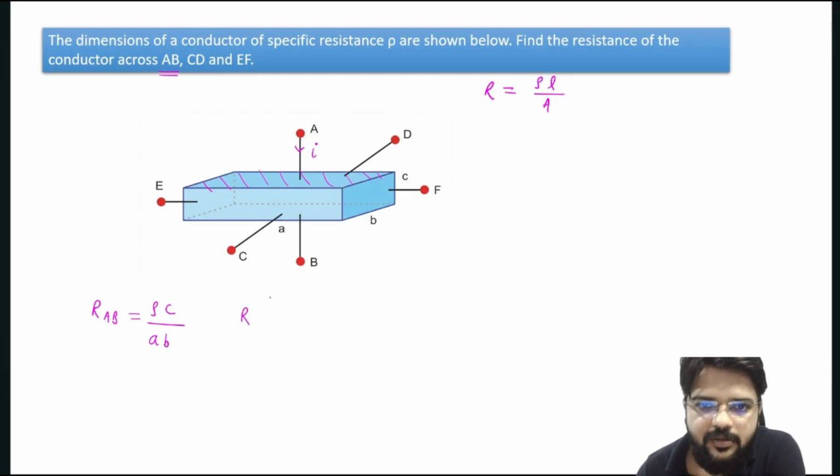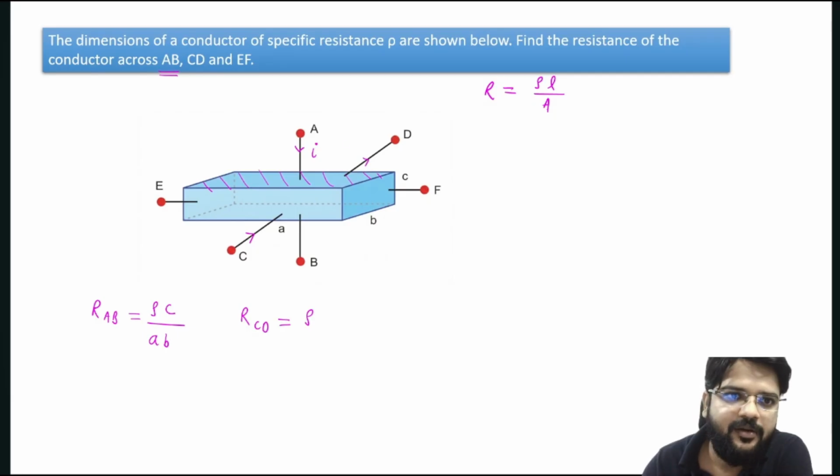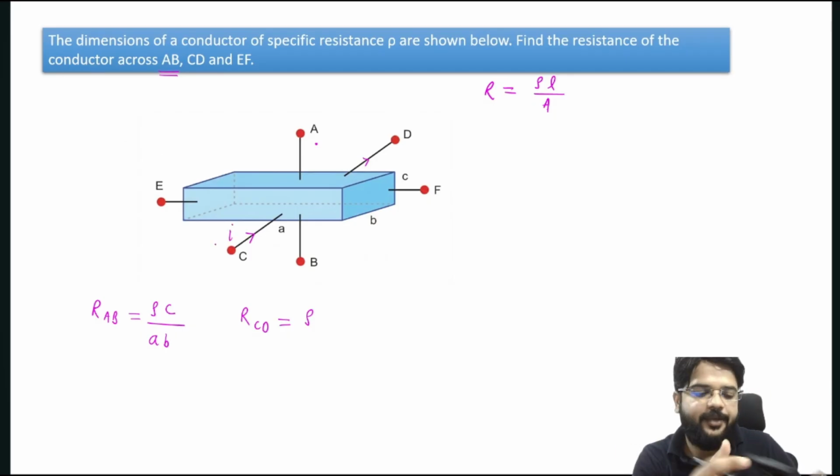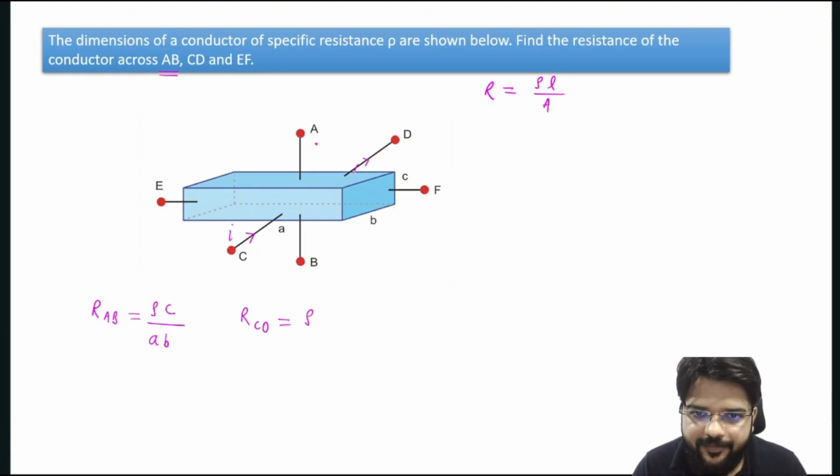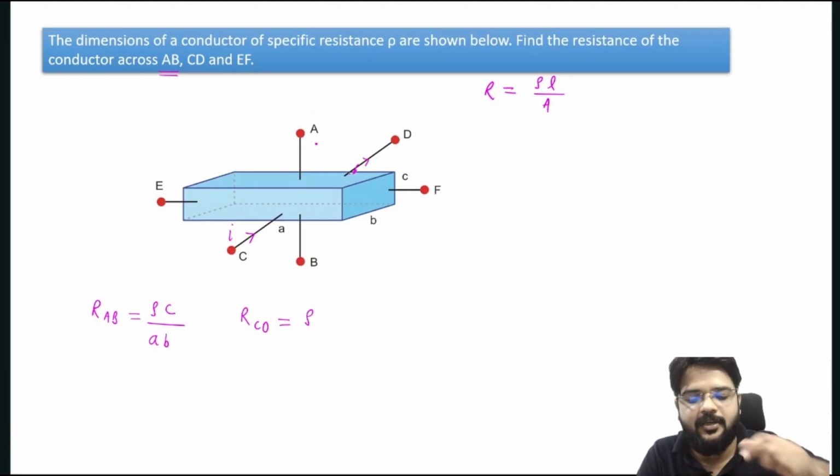Now the next is we want the resistance across CD. So the resistance across CD can be written as rho. Now the current is entering from here and exiting from D. This is the rectangle, and the current is entering from this side and exiting from this side. D is present over here on the back side, so here we have C and here we have D. So current is entering from C and exiting from D.